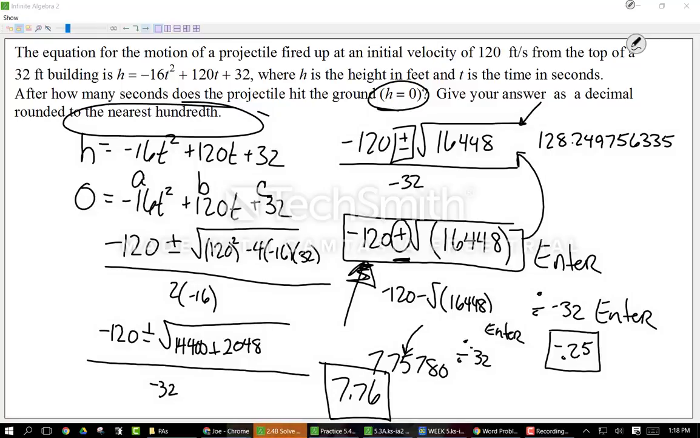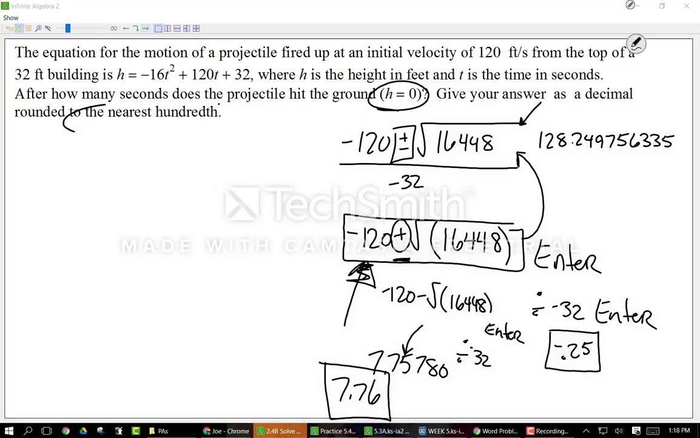Some of you might be like, those are my answers. And to those people, I would say, nah, that's not right. The reason why is this. What do those actual values represent? The 7.76 represents time. The negative 0.25 represents time.